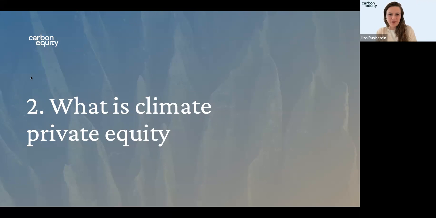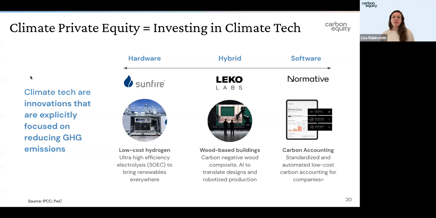Absolutely, such an impact motivated group, very keen to tell you more. So let's start with, what is climate private equity? Well, basically it's about investing in climate tech. Now, what's climate tech? Climate tech is basically any kind of innovation that is explicitly focused on reducing greenhouse gas emissions. And interestingly, that can be either hardware or software or something in between.